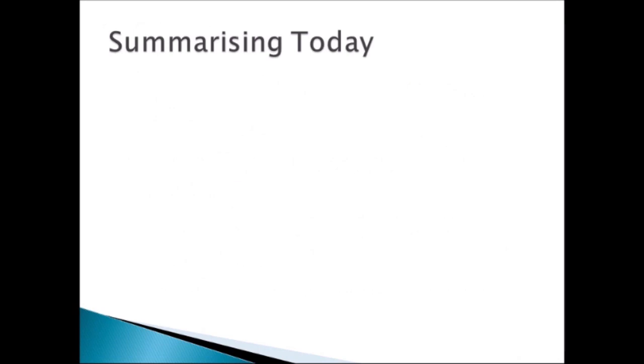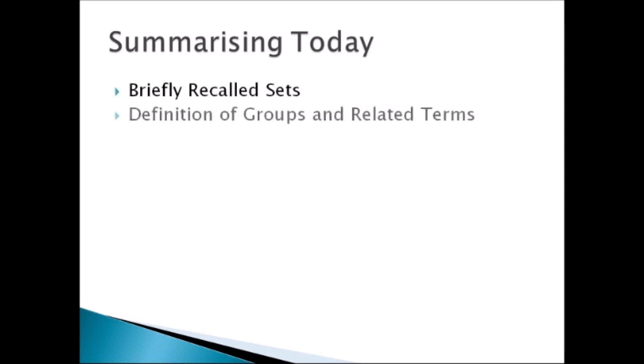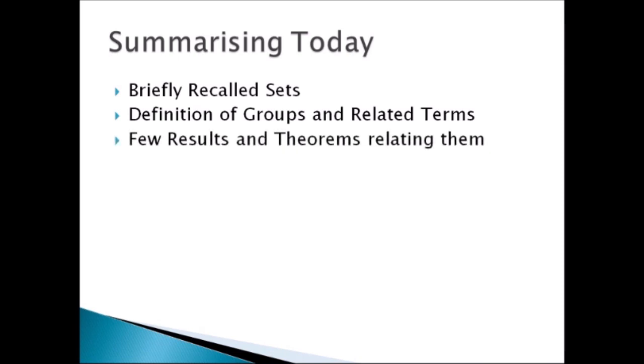So our talk is over for today, but before we leave, let us summarize what we learned today. We briefly recalled set theory and sets, then we defined groups and some related terms like subgroups, order, etc. We devised a few theorems and results to relate these terms, like order of elements, order of groups, and so on. Next, we looked into examples of groups of different types like finite abelian, finite non-abelian, infinite abelian, and infinite non-abelian groups.